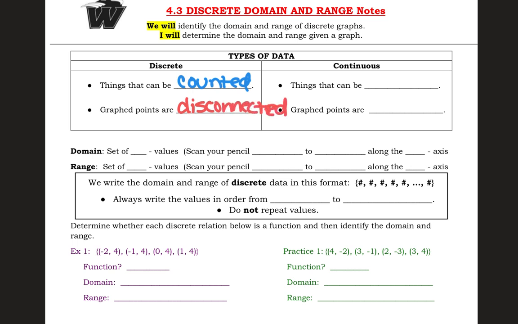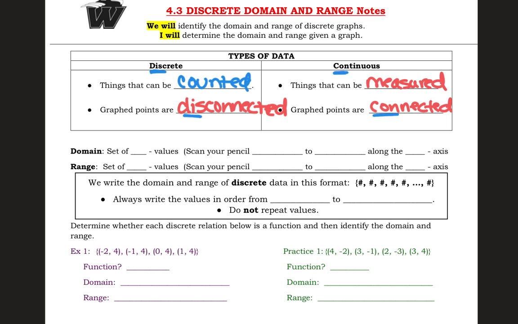So think of that word, discrete and disconnect. They both start with that beginning piece, D-I-S, right? Disconnect, discrete. When we're looking at continuous, these are going to be measured. These are going to be the graphs that are either going straight, in a curve, or going as a U. These are going to be measured, and these are connected. Connected. Again, starting with that same piece, C-O-N and C-O-N.